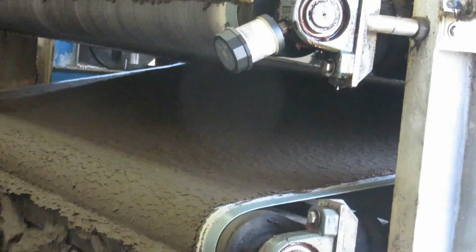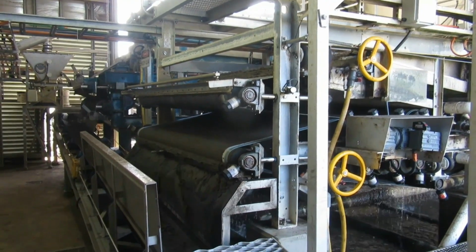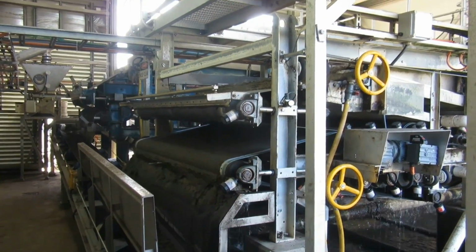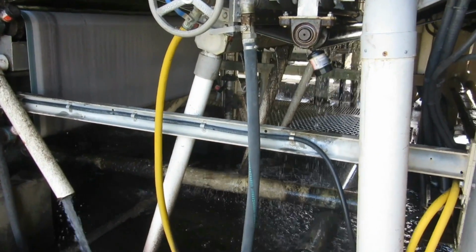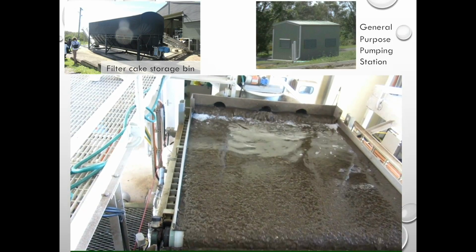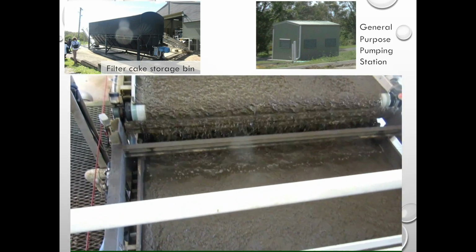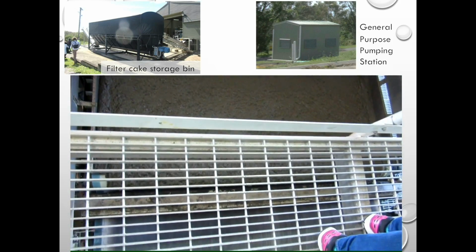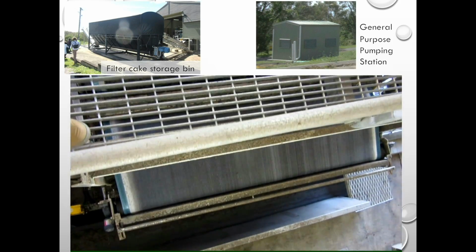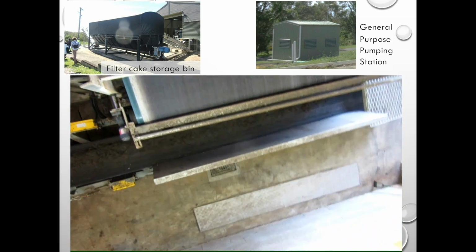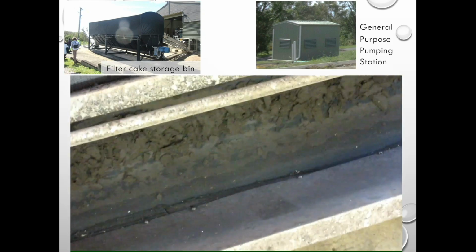called filter cake. The filter cake is collected and moved by a conveyor belt to a storage bin for further disposal. The liquid removed through this dewatering process is sent to the general purpose pumping station to be pumped back into the beginning of the wastewater treatment system's oxidation ditch. At Redland, approximately 600 kiloliters of waste-activated sludge is dewatered per day, producing 15 tons of filter cake biosolid daily.